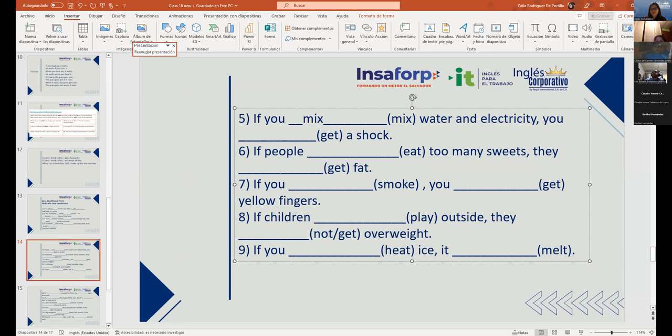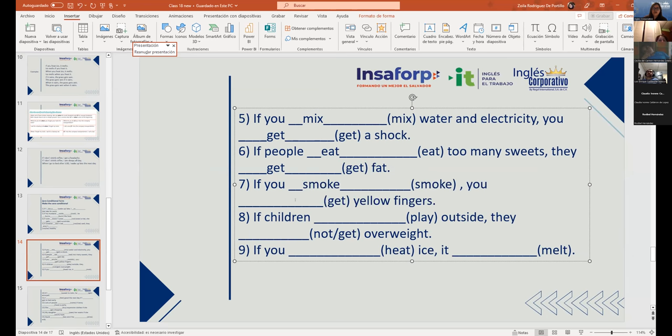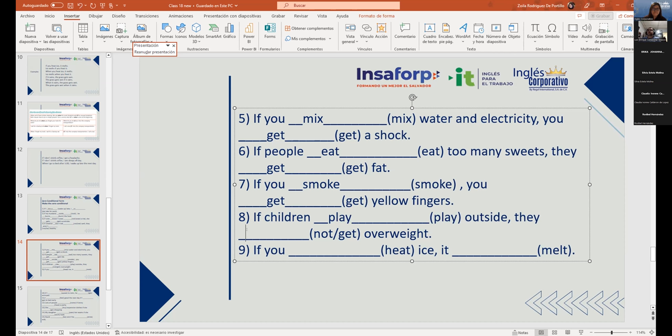If you mix water and electricity, you get a shock. If people eat too many sweets, they get fat. If you smoke, you get yellow fingers. If children play outside, they don't get overweight. Okay. What about number nine?